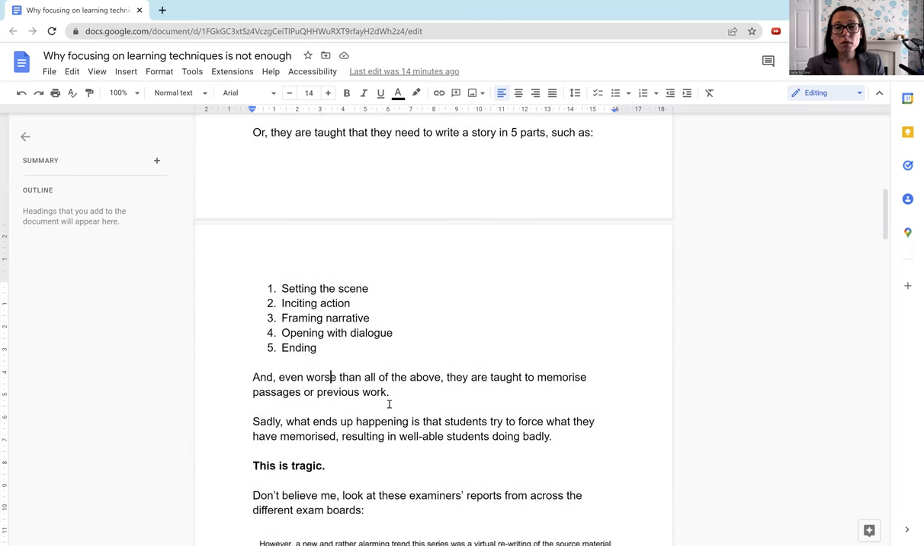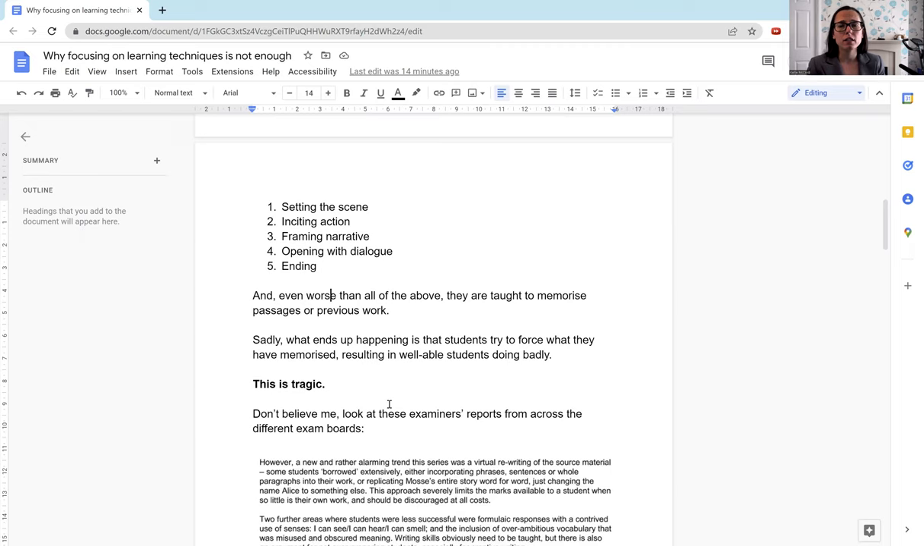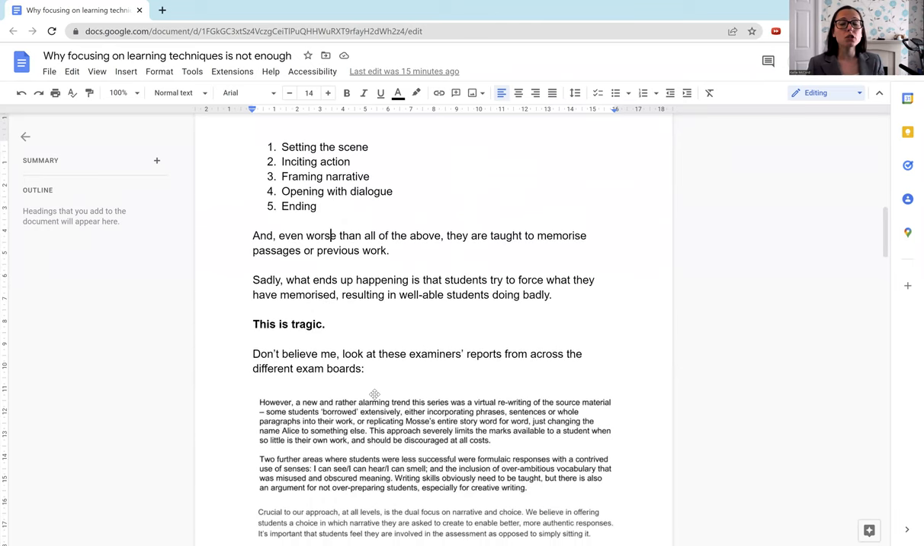And some of the worst pieces of advice that I've heard students say is that they've been told that they should memorize set passages or memorize some of the work where they've achieved a high mark. Students have come and said, this is what my teachers have said, this is what other tutors have said, and they're being told basically just to memorize a piece of writing and then try and wedge that into their exam. Now, sadly, what ends up happening is, as I said, students try to force what they've memorized in the exam, and it results in well-able students doing badly.